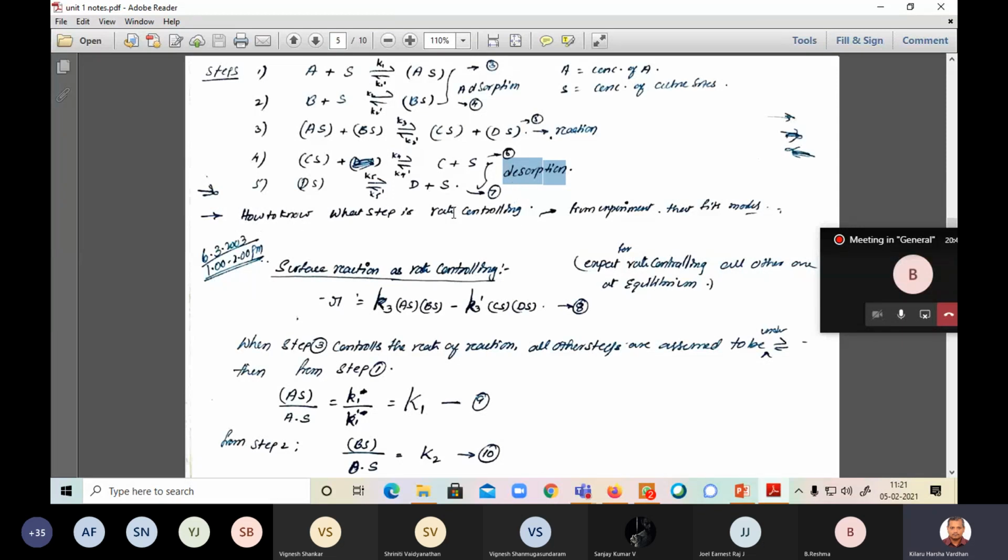So how do we know which step is controlling? This is a very important step. I can say adsorption is controlling, reaction is controlling, or desorption is controlling.